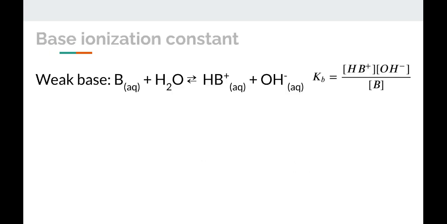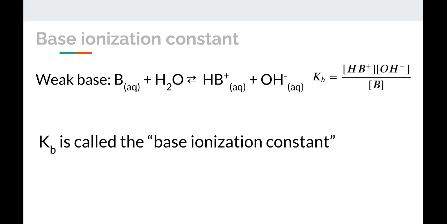Of course, because it's an equilibrium, there's an equilibrium constant. We call it Kb for base, and it's HB+ concentration times OH− concentration in the top, and B concentration in the denominator. Water does not show up because it's a liquid. Kb has a name. It's called the base ionization constant or the base dissociation constant. But again, just like Ka, we usually just say Kb because it's quicker to say.